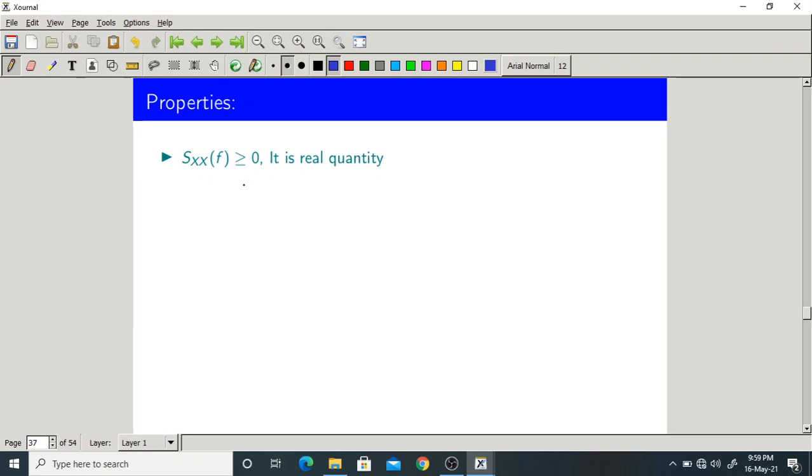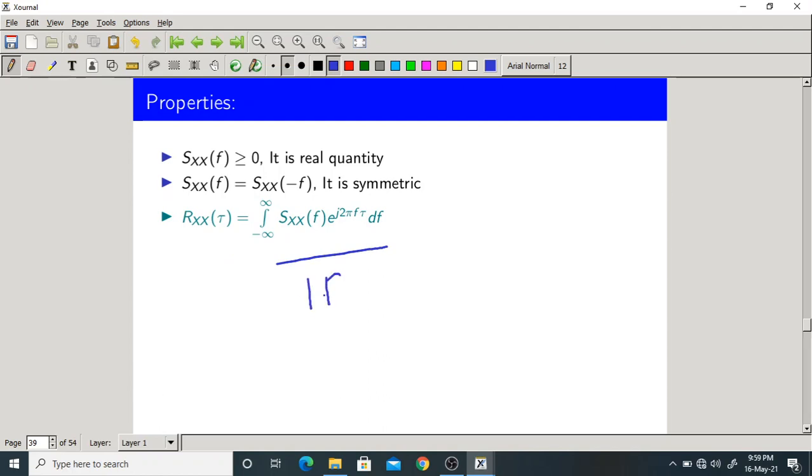Now these are some properties. It is always positive. It's a real quantity, and it is symmetric in frequency. This is the inverse Fourier transform. The inverse Fourier transform of the PSD is the ACF.